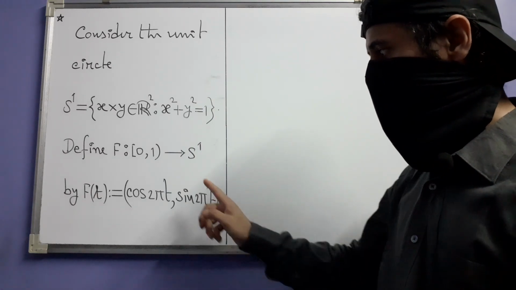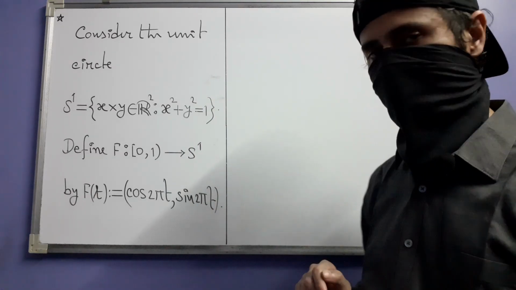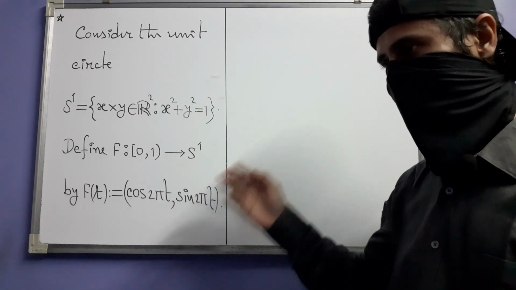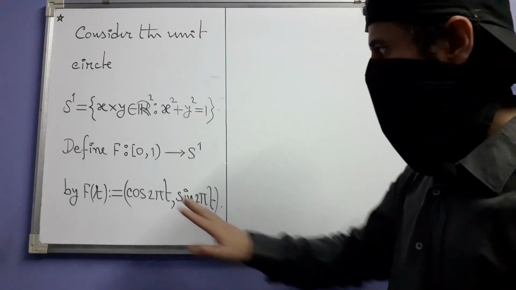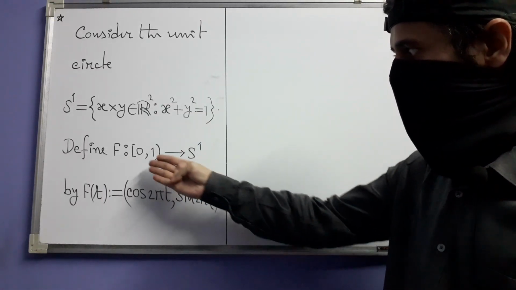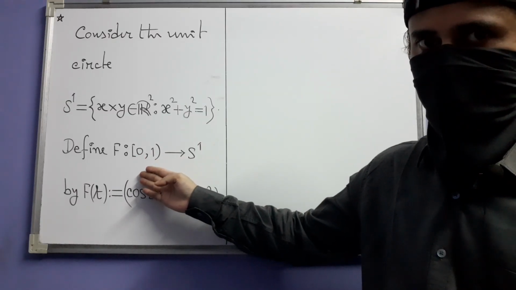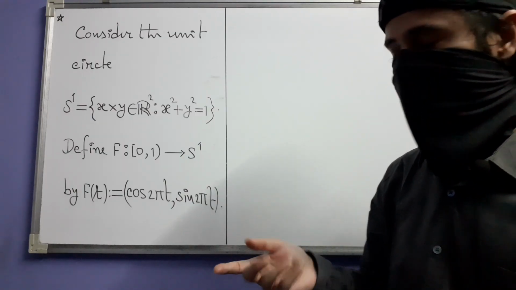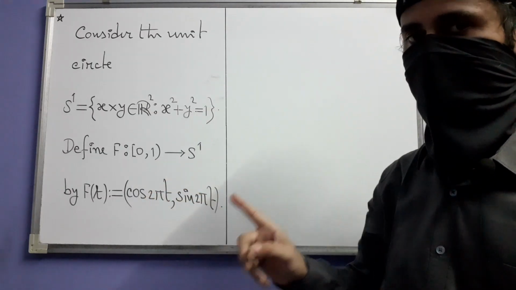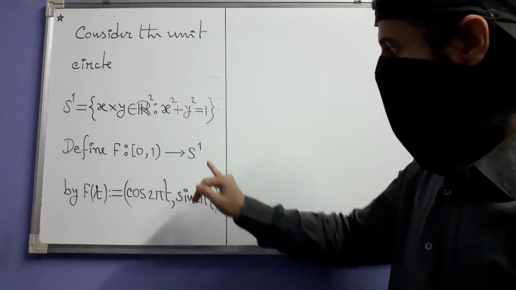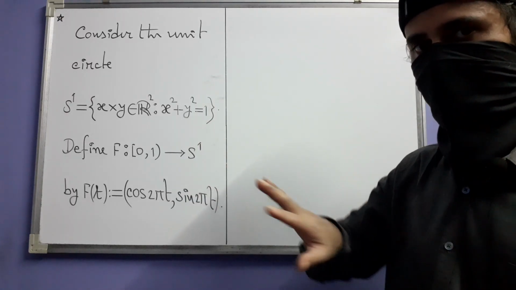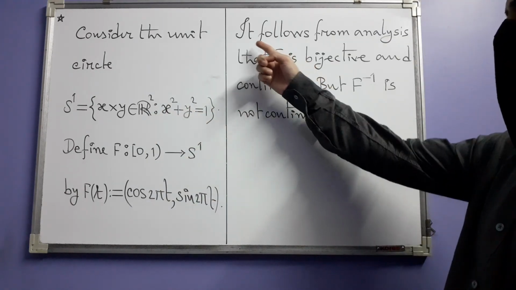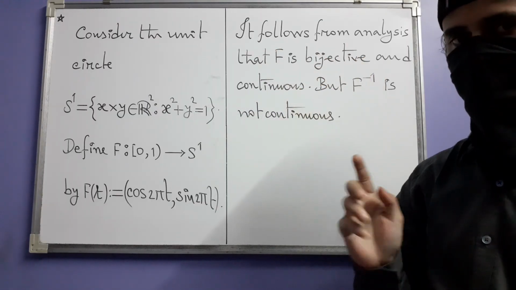And from properties of trigonometric functions, actually we know much more about the function capital F, namely that f is continuous as well as bijective. So that means this function f is a bijection, and as a function from this topological space onto this one, it is continuous. Oh, and what are the topologies? This one of course inherits a subspace topology from R, and this one also inherits a subspace topology from the plane R2. So we have accordingly written here this line. It follows from analysis that f is bijective and continuous.